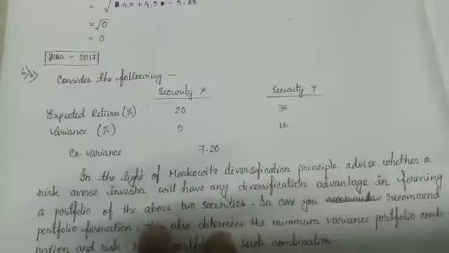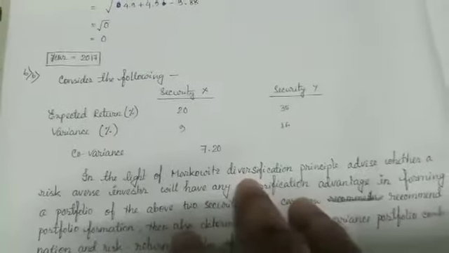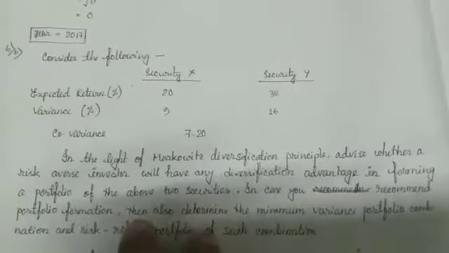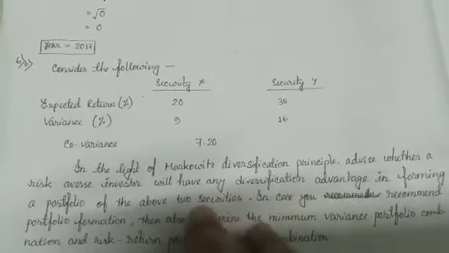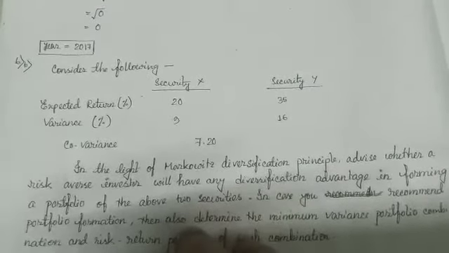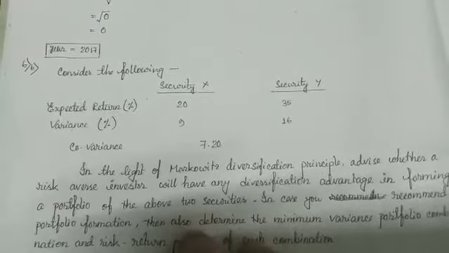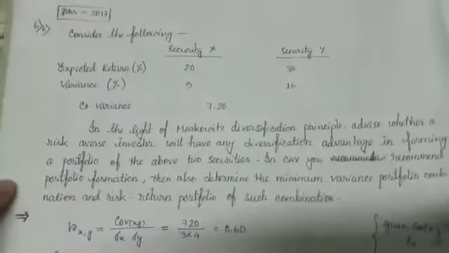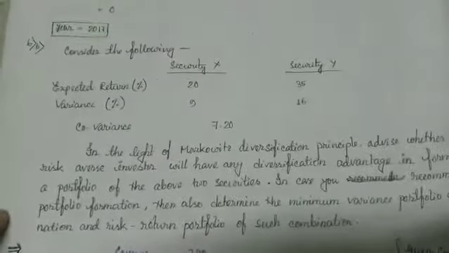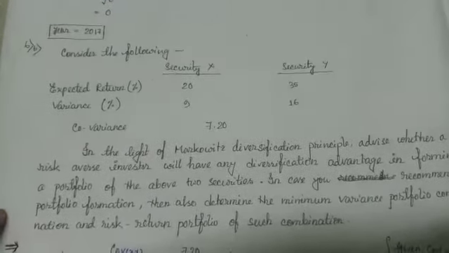And after ascertaining the weight of both these securities, we have to calculate the expected return to be generated from the portfolio and the associated risk with the portfolio by applying such weights. Now, here covariance is given in the question. Covariance between security X and security Y is also given in the question.